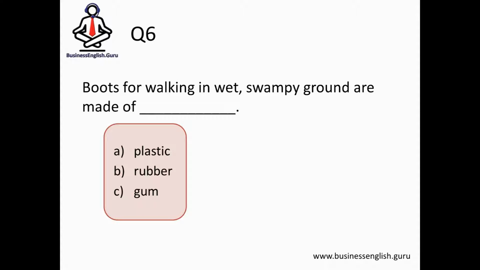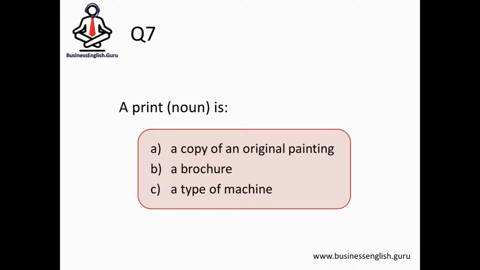Question 6. Boots for walking in wet, swampy ground are made of plastic, rubber, or gum. A print, as a noun, is a copy of an original painting, or is it a brochure, or a type of machine?